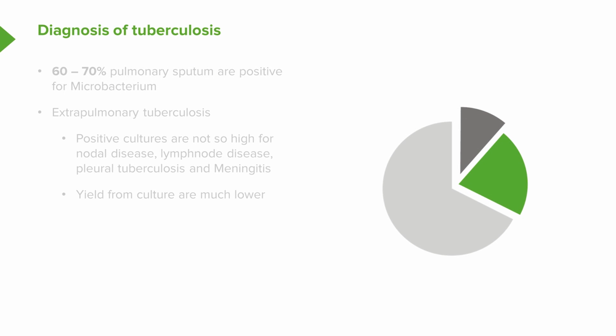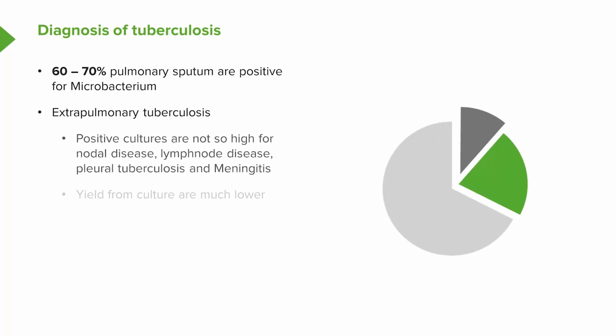Patients with pulmonary tuberculosis, their sputum will be culture positive for the Mycobacterium in 60 to 70% of cases at least. However, for extrapulmonary tuberculosis, the chance of culture being positive is not so high for some diseases. Nodal disease, lymph node disease, pleural tuberculosis, and TB meningitis, the yield from culture is much lower.